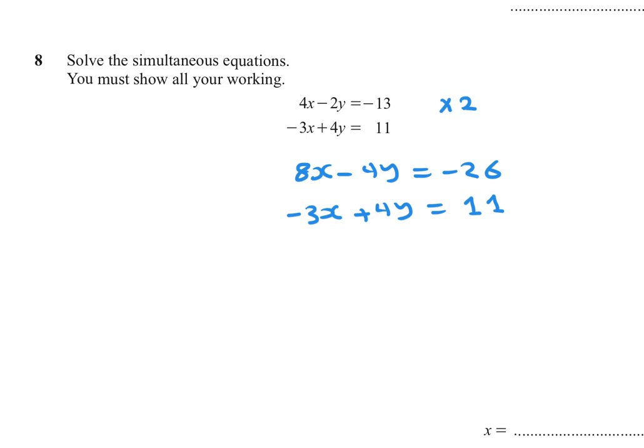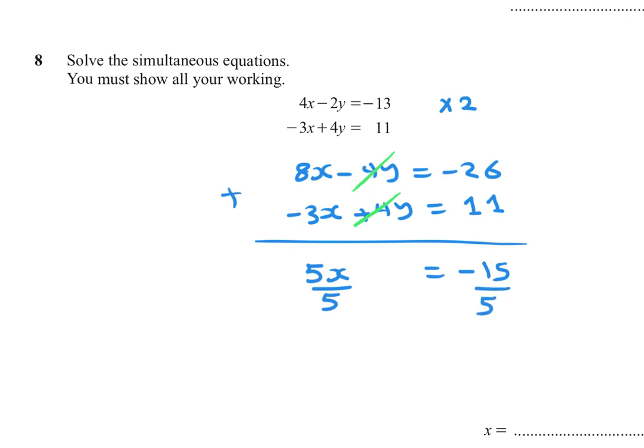Now to eliminate y, add or subtract? Add. Because different sign, positive 4 and negative 4. Now if we add, 4 and negative 4 cancel. 8 and negative 3, 5x. So 5x equals? Negative 15. Divide by 5, divide by 5. So x equal negative 3.